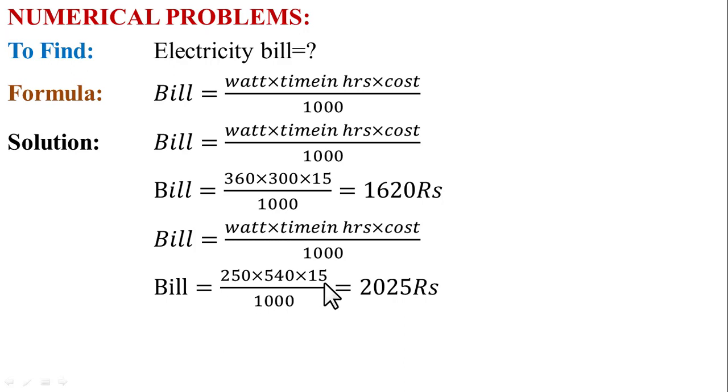Now we can calculate the bill of fan, that will be equal to 250 multiplied by 540 multiplied by 15 divided by 1000. So bill of fan is 2,025 rupees.